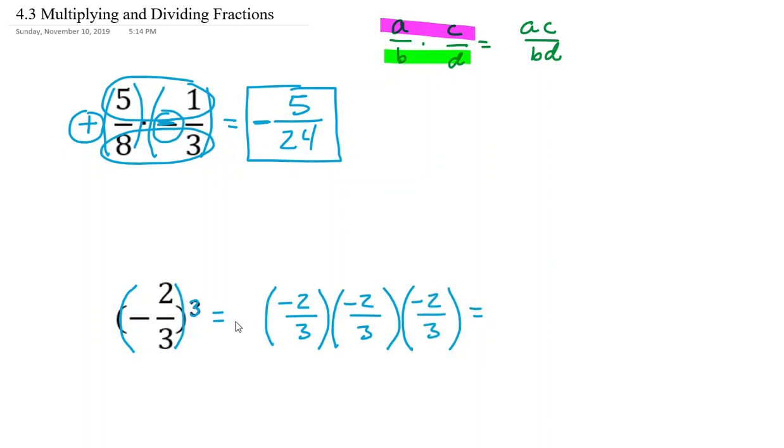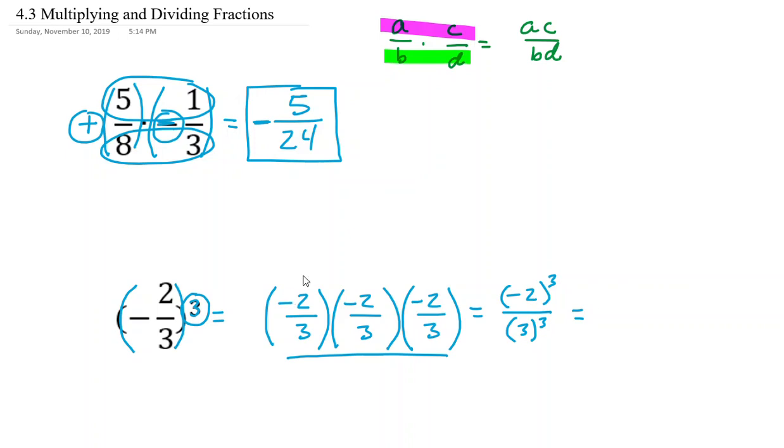Now, we could say that the answer is just negative 2 cubed over 3 cubed, which is absolutely true. So we can kind of distribute the power here in that way if you like that. But I'm just as happy to write out negative 2/3 times negative 2/3 times negative 2/3.